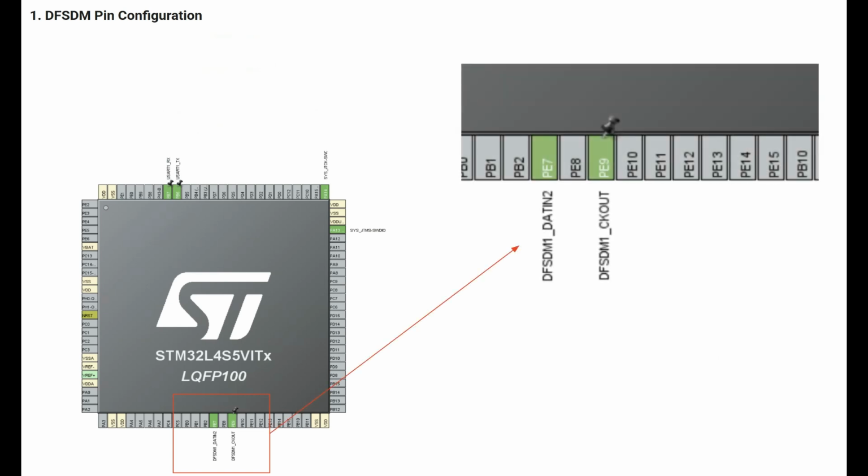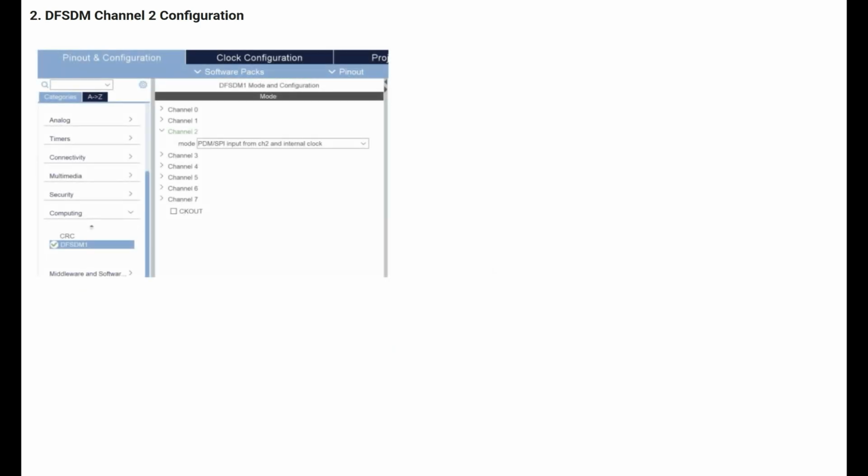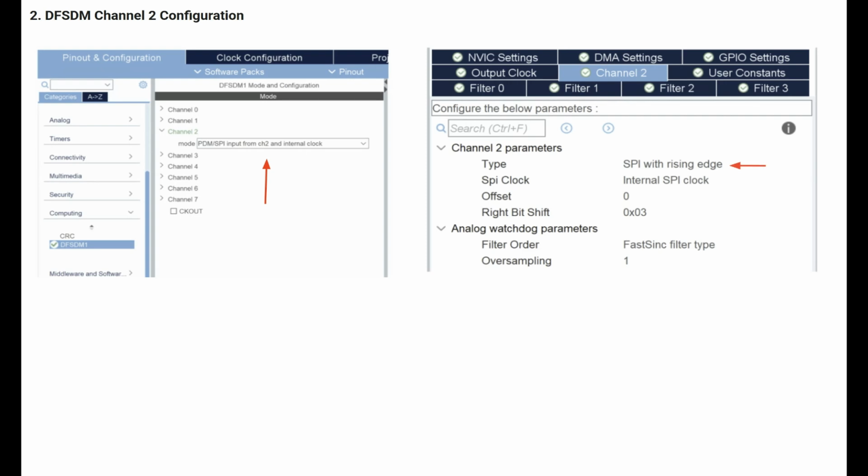The second configuration is the channel 2 configuration. As I mentioned earlier, for this project I'm using channel 2 and filter 0. Under the computing category, we click on DFSDM1, choose channel 2 and configure it as a PDM SPI input and internal clock. The reason we are using PDM SPI is that on the STM development board, two microphones are sharing data and clock. Under channel 2, we need to choose the type as SPI with a rising edge.